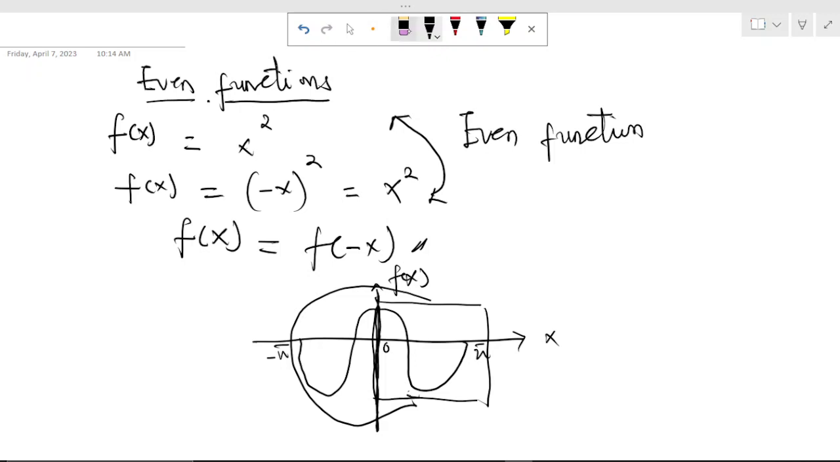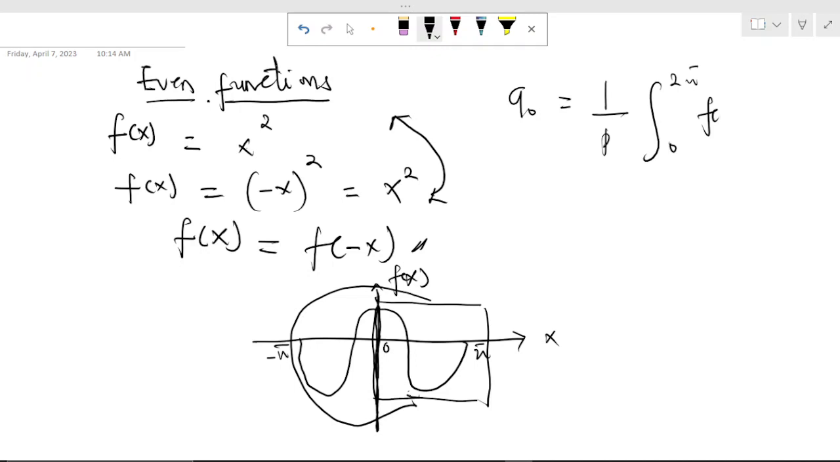So having understood this, let's go back to Fourier series. Now for an even function, what is our a naught, what is our bn, and what is our an? Recall that a naught is equal to 1 over the period, going from 0 to 2 pi, of f of x dx. Now, like I've been saying, the 0 to 2 pi here could change depending on what range we are given. So this is not static.